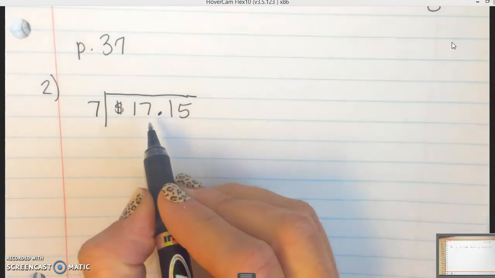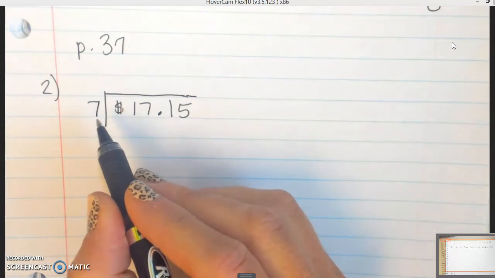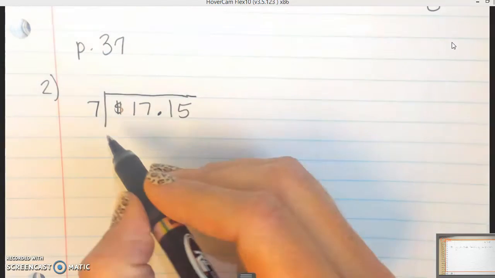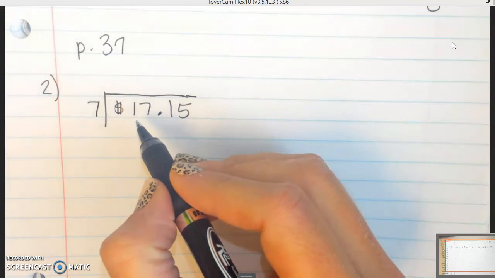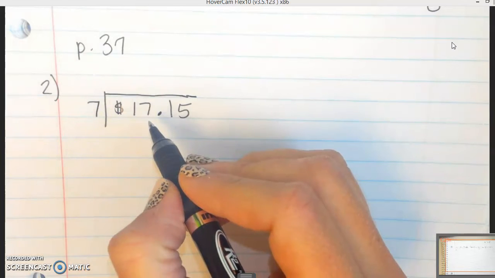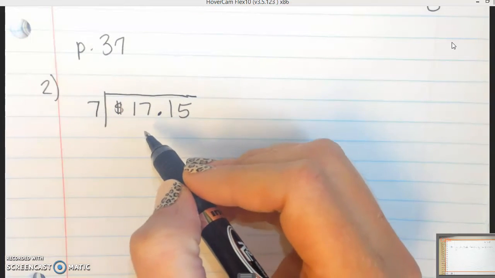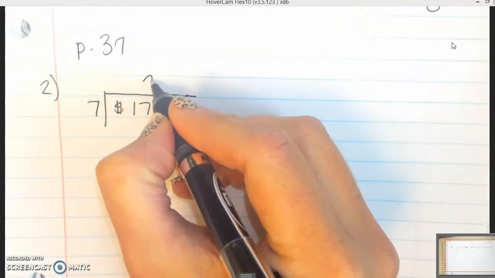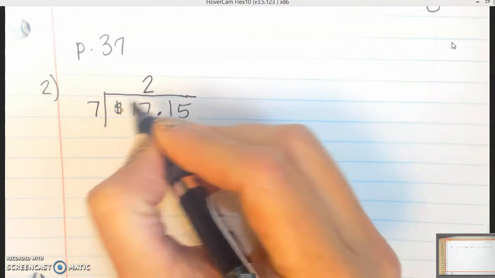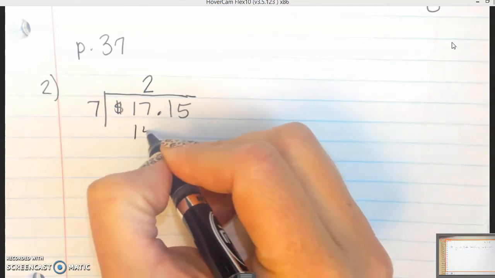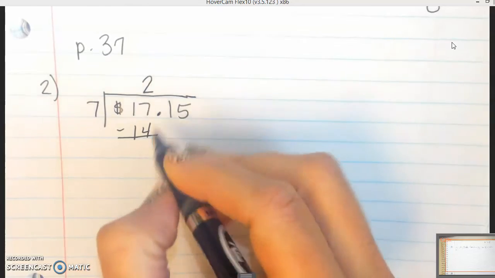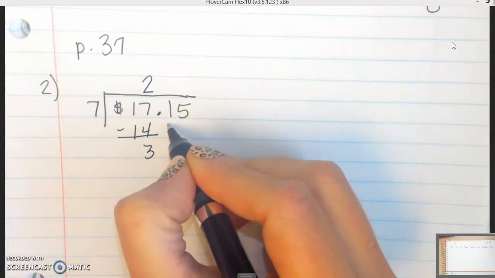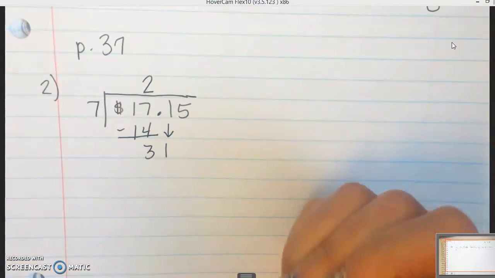Alright, we have $17.15 and we're going to divide by 7. Will 7 go into 1? No. Will 7 go into 17? How many times? 2. So we put the 2 above the 7. 7 times 2 is 14. I subtract and bring down the next number.